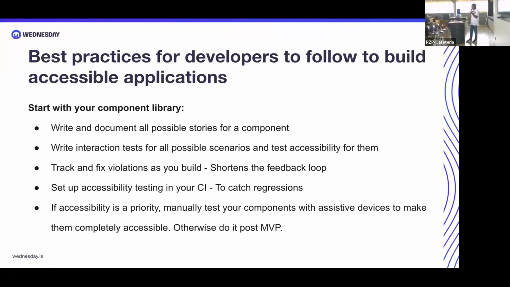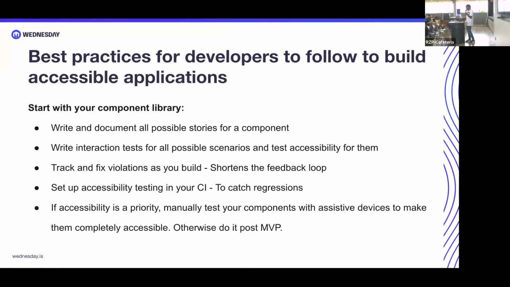Track and fix violations as you build. Don't wait until you raise the PR. Rather, use the A11y add-on, look at the different things in the add-on, and fix them. Set up accessibility testing in your CI. This is very important, as I told you, because it helps the entire team follow the same process, same standards, etc.